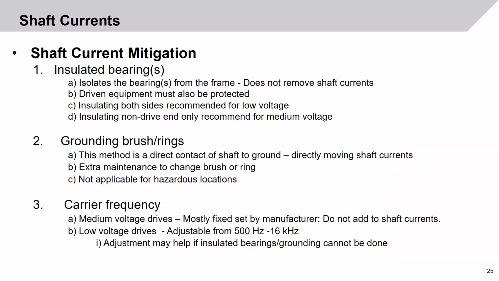What can we do to mitigate shaft currents? Well, the first step is insulated bearings. What the insulated bearings do is isolate the bearing from the frame. However, do note that it does not actually remove the shaft current, so they'll still be there. Therefore, the driven equipment must somehow also be protected.